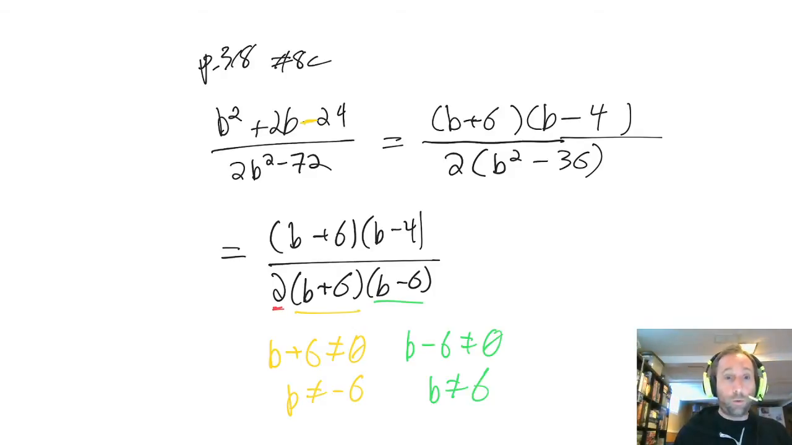We have to make sure that 2 is not equal to 0 as well. Well, done. It's not a 0. So we just have to worry about the factors that have variables in them. Okay, so those are going to be the non-permissible values.